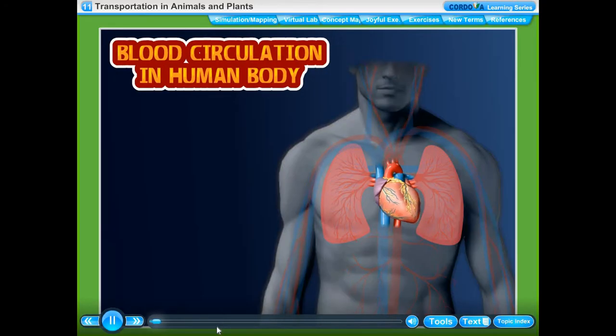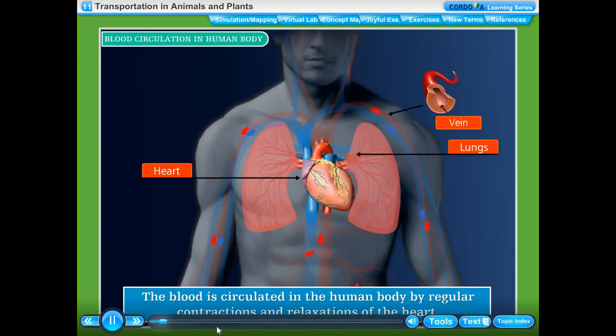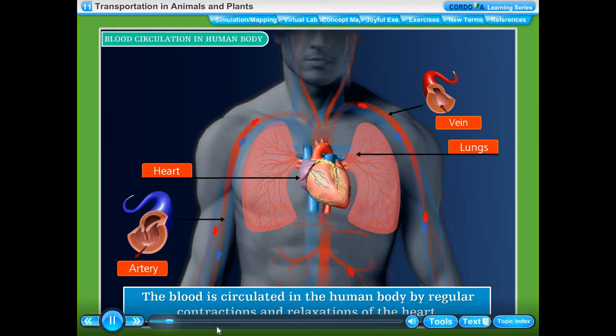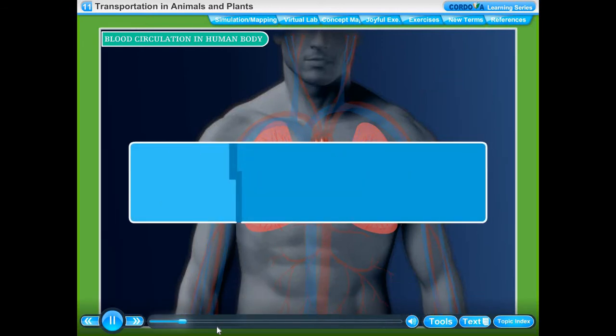Blood circulation in the human body. The blood is circulated in the human body by regular contractions and relaxations of the heart. Let us understand the circulation of the blood.